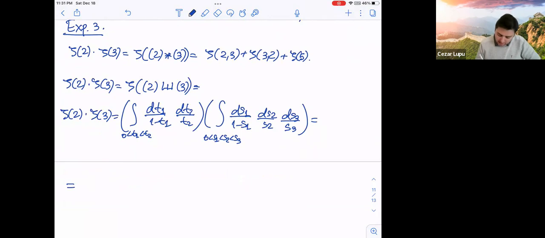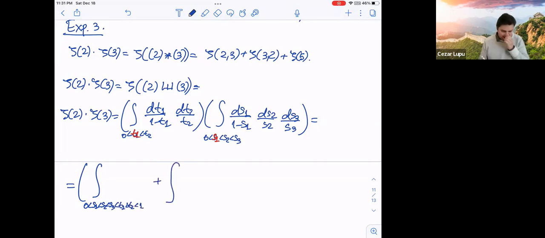So as you can see, let's look at these one forms, 1 minus t1. So it will be t1 here and s1 here. All right. So let's be careful here. This integral, so there will be 10 of them. So let's take the first one, s1 less than s2 less than s3 less than t1 less than t2 less than 1.